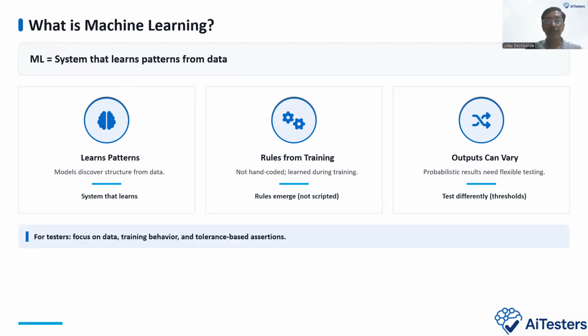So what is machine learning? Machine learning is a system that learns patterns from data rather than relying on hard-coded rules. Instead of explicitly programming every output, we train the model using examples and let it discover useful structure in the data. That means output can vary and may not always be identical for similar inputs, which is very different from traditional software. For testers, this means we need to think in terms of data quality, training behavior, and threshold-based assertions instead of only exact expected output.